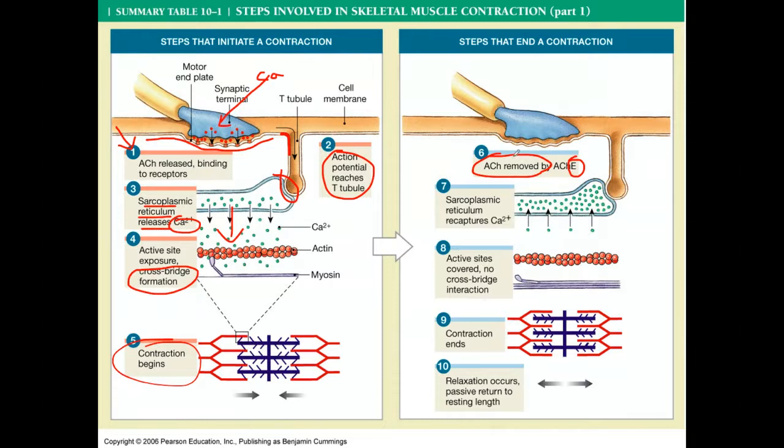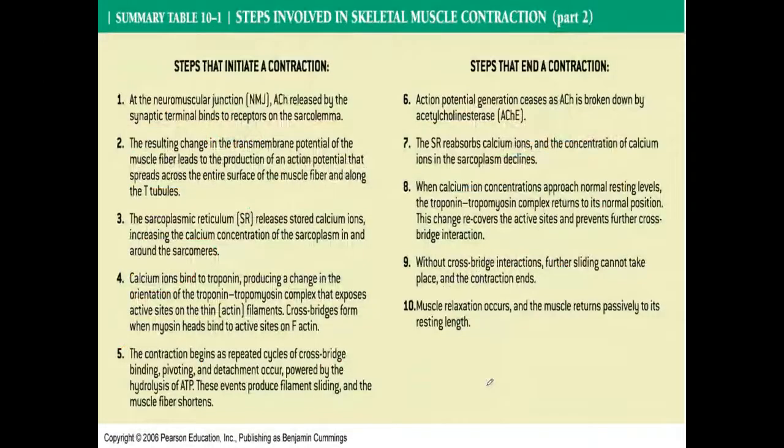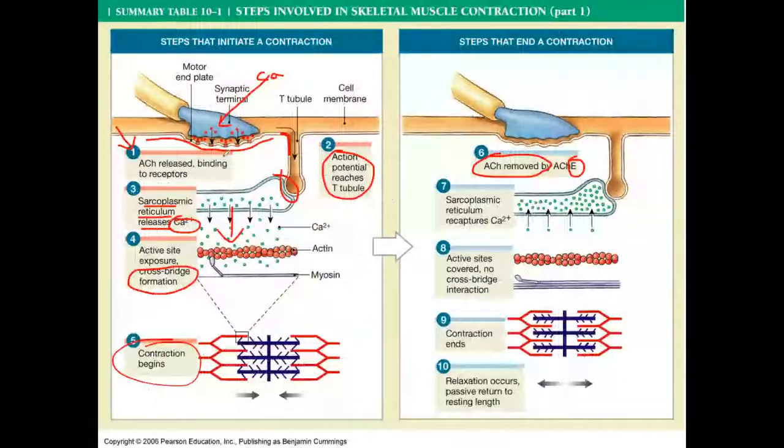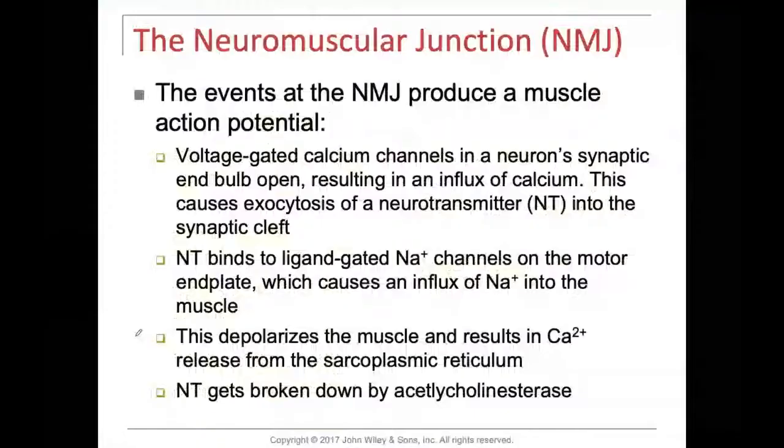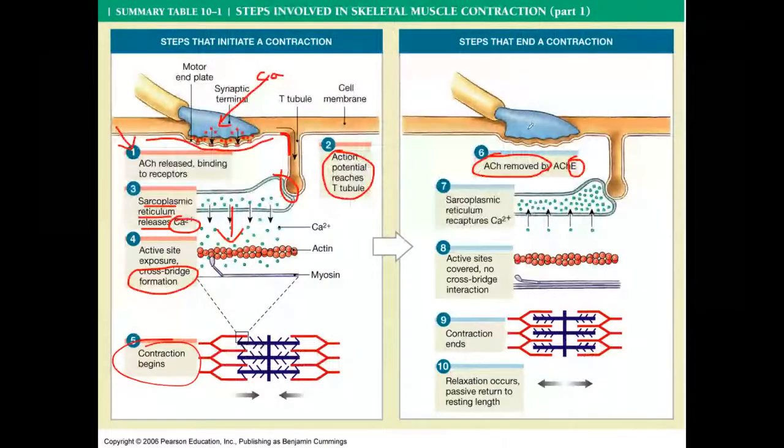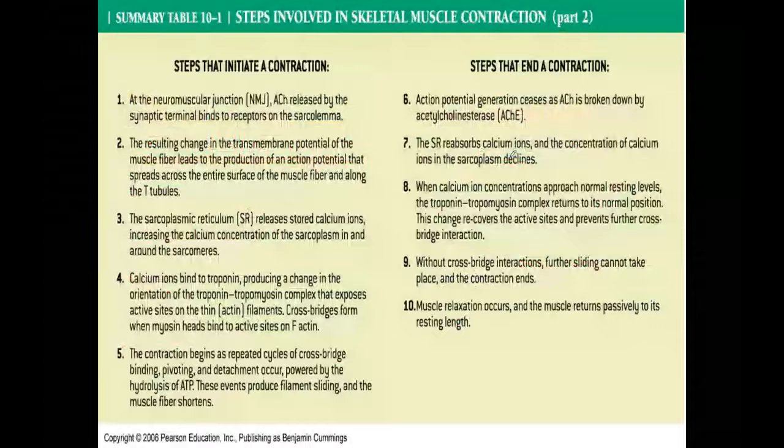So if acetylcholine esterase is breaking down any excitatory neurotransmitter, such as acetylcholine, then what ends up happening is now the sarcoplasmic reticulum is going to capture or recapture the calcium. And if there's no calcium, then the troponin and tropomyosin complex goes back to its resting state and the contraction ends. And if you need to review those steps, everything here on the left, these 5 steps are the 5 steps on the left. And then these steps that end the contraction are on the right.